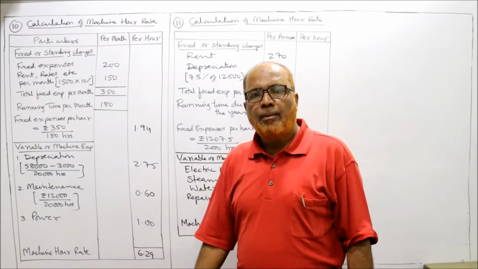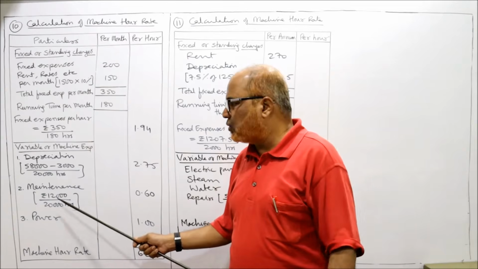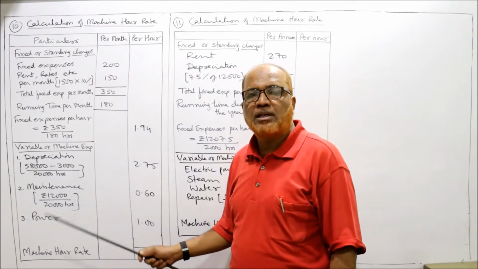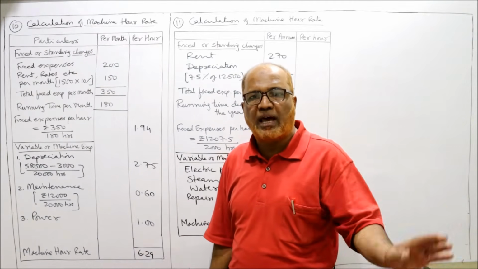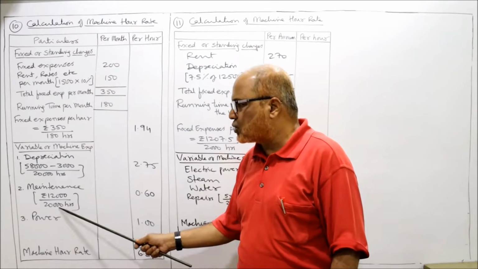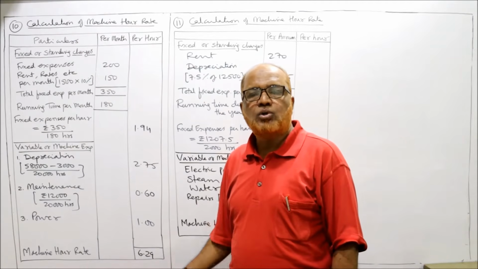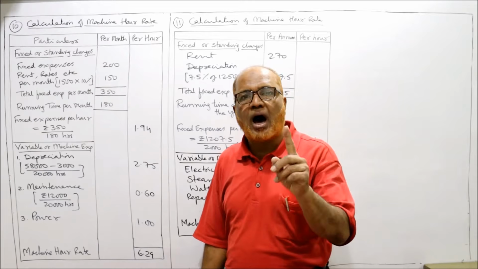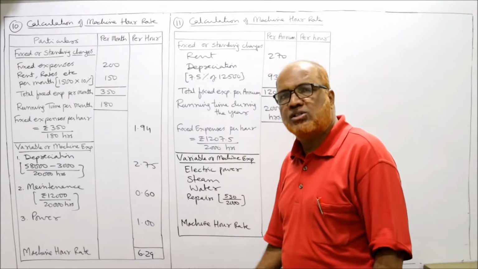Then maintenance. Maintenance for the life of the machine is given 12,000 rupees. 12,000 rupees is the maintenance cost for the whole life of the machine. And the life of the machine is 20,000 hours. So 12,000 divided by 20,000 per hour maintenance, it comes to 0.60.